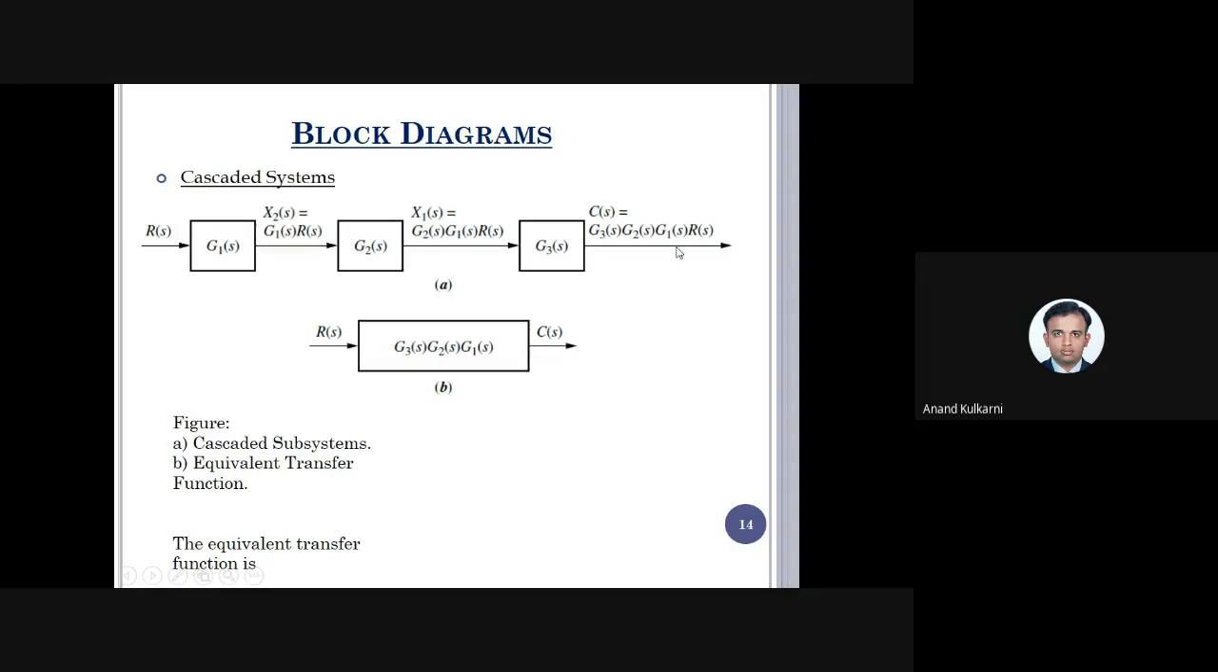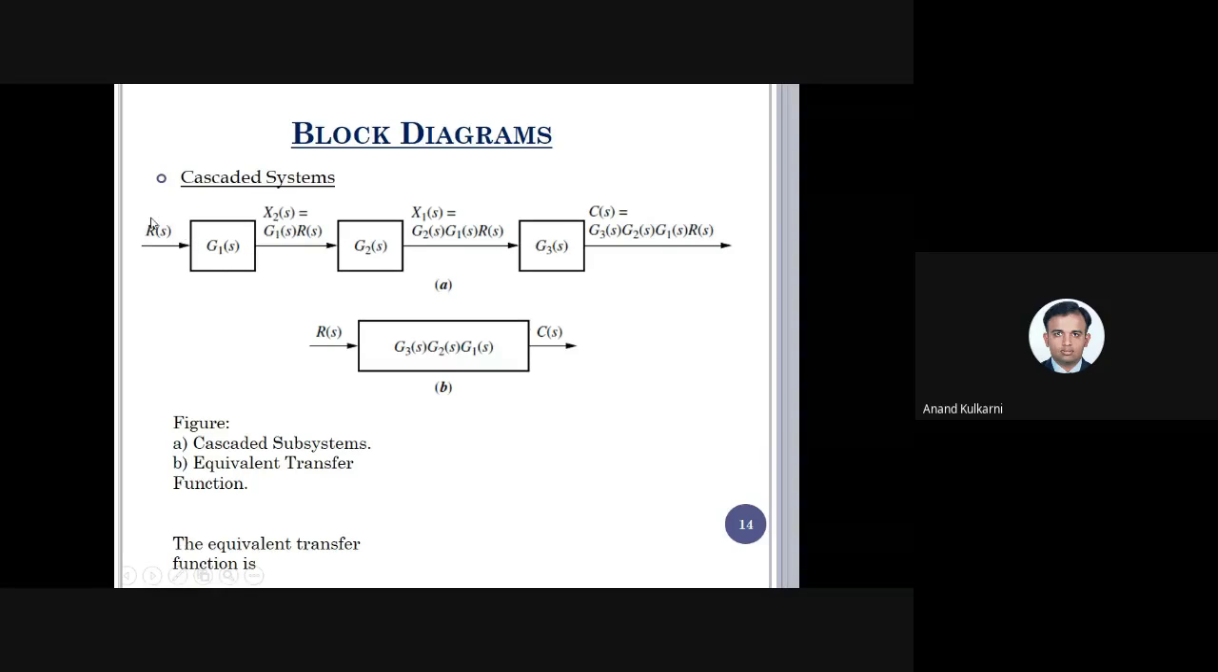Suppose we have so many number of blocks. So how is this going to be? Just observe here. R of S, G1 of S, and I have one output, that is X2 of S. Remember, this is one of the functions, that is X2 of S, which is equal to G1 of S into R of S. Just observe here. R of S into G1 of S is coming here. So this is the output. Now this output, which is coming from this block, becomes the input for this.